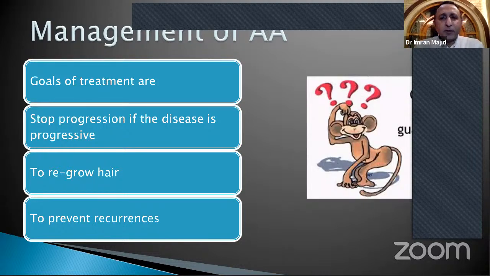After the assessment of alopecia areata, we now come to the management of alopecia areata. So, what are the goals of management of alopecia areata? One is to stop the progression if the disease is progressive and to regrow hair. And the second important consideration is to prevent recurrences. This is again something that we have to keep in mind because recurrences are very, very common in alopecia areata.